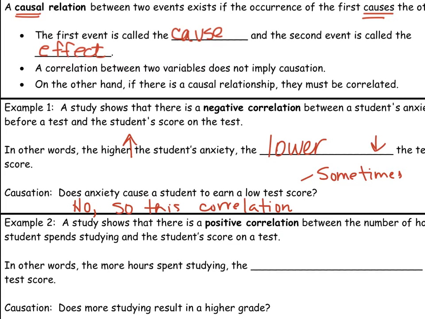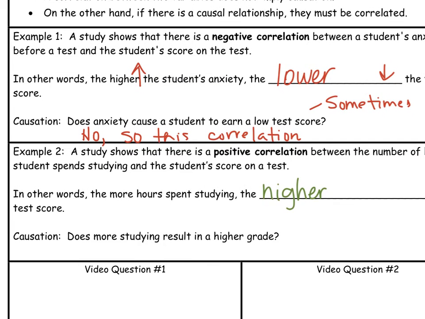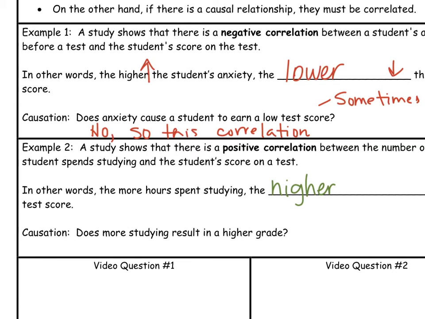Example 2, a study shows that there's a positive correlation between the number of hours a student spends studying and the student's score in a test. In other words, the more hours spent studying, the higher the student's test score is. So, does more studying result in a higher grade? The answer to that is also sometimes. Is there a relationship between more studying and a higher test grade? Yes, there is, but we can't prove that more studying causes a higher test grade. So we would call this also correlation.